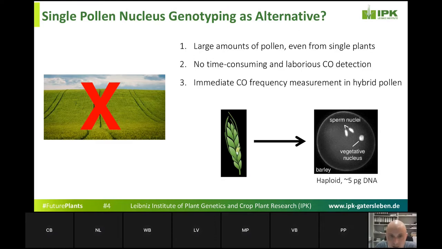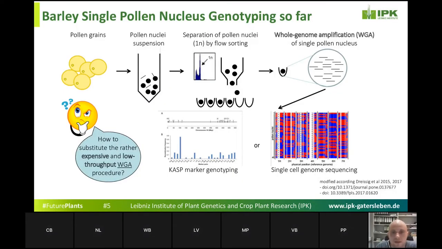In principle, you can get large amounts of pollen from a single plant. There is no need for time-consuming and laborious crossover detection, and you could immediately measure crossover frequency in hybrid pollen. But one limitation is that these are individual haploid nuclei with a limited DNA content. In the past, single pollen nucleus genotyping was already established for barley. The whole procedure was developed here at the IPK in the group of Andreas Houben.